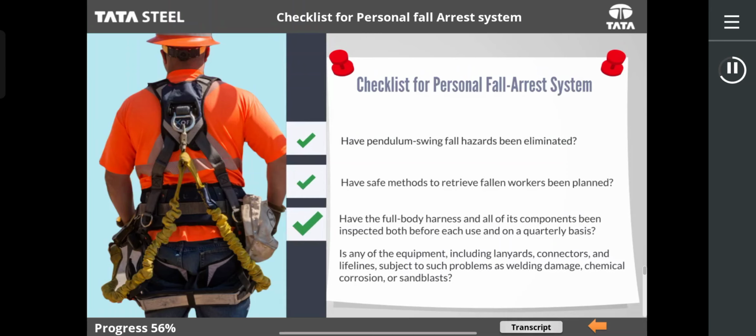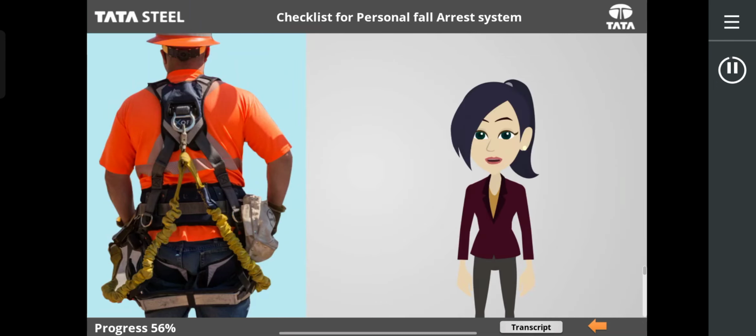Have the full body harness and all of its components been inspected both before each use and on a quarterly basis? Is any of the equipment, including lanyards, connectors, and lifelines, subject to such problems as welding damage, chemical corrosion, or sandblasts? Let us now look at another scenario of safety violation.